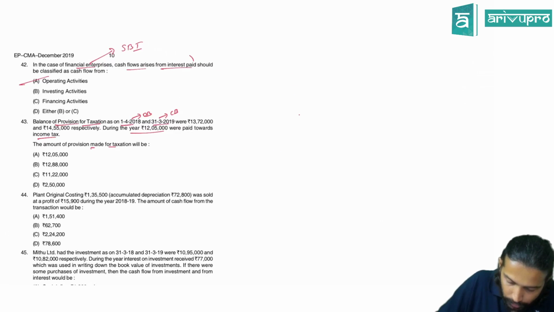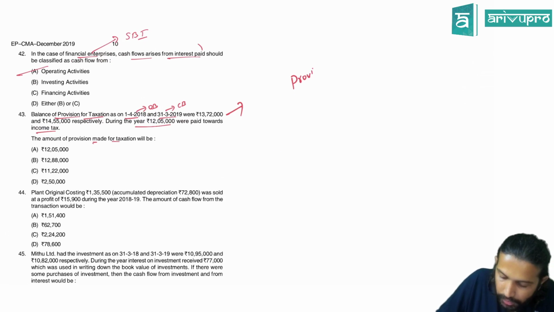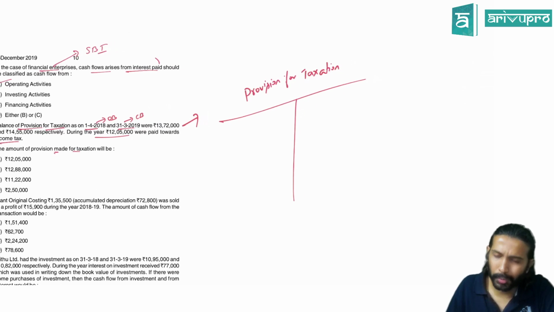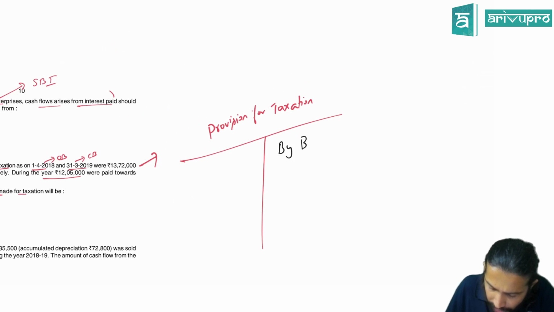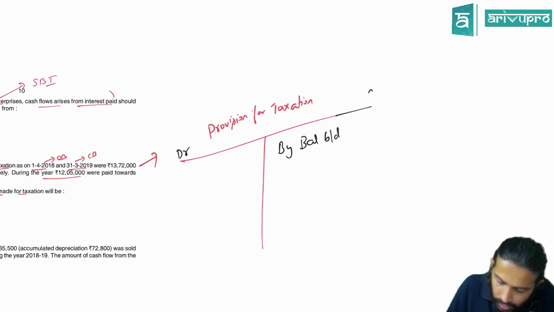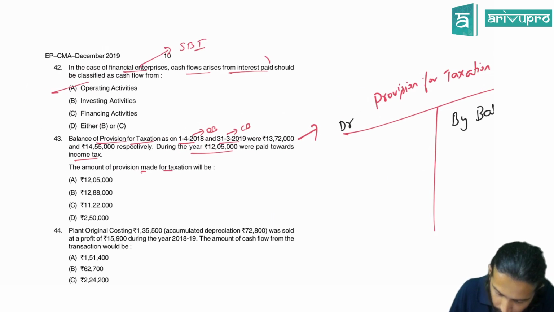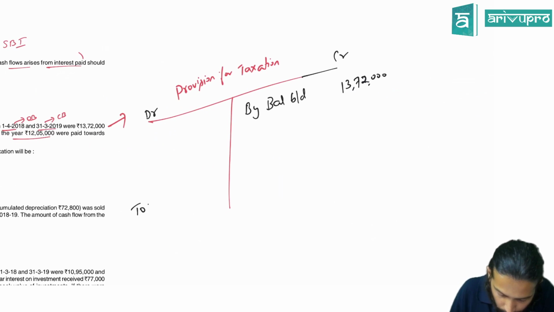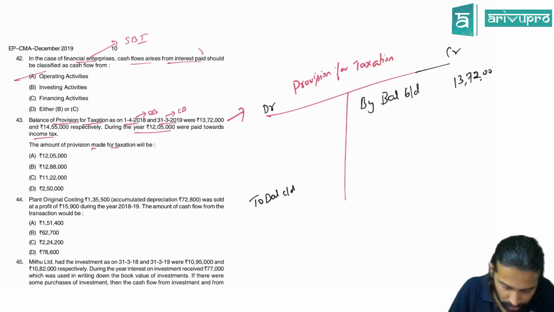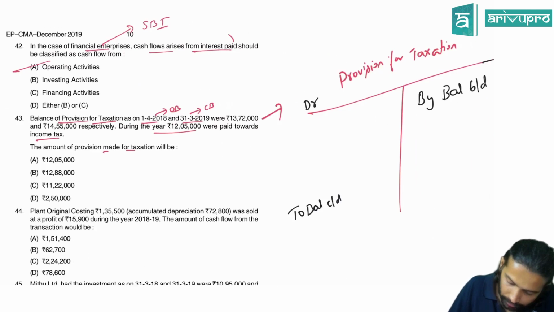So we'll just draft the provision for taxation ledger again here. Provision for taxation account. Sir, any provision has provision as a liability. Where will you write a liability's opening balance? All liabilities like share capital, creditors and all, opening balance you'll write on the credit side only, no? So how much is the opening balance of provision they've given? 13 lakh 72,000. Similarly, they have also given the closing balance of provision, to balance carried down. How much is the closing balance they have given? 14 lakh 55,000.